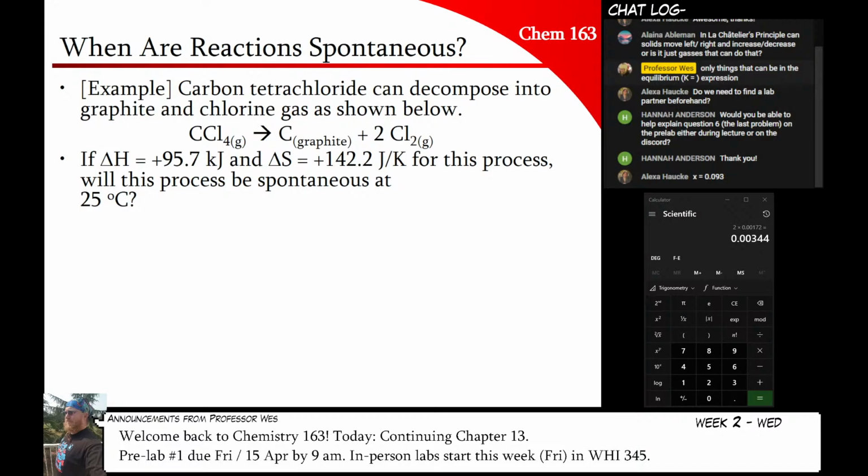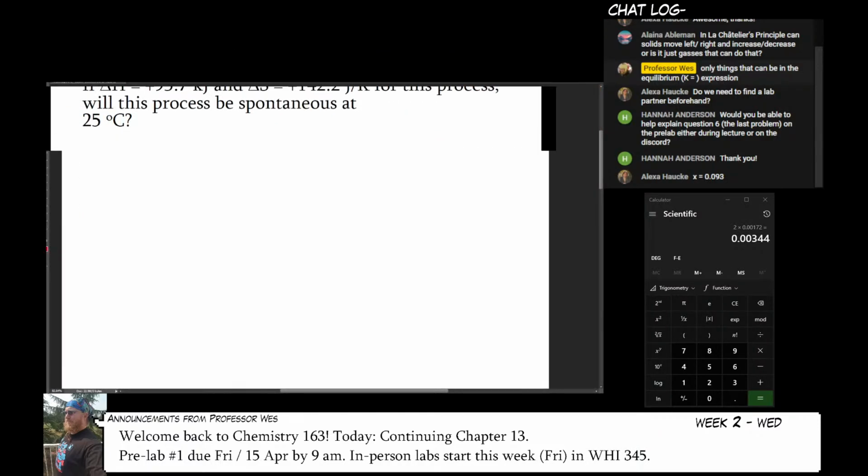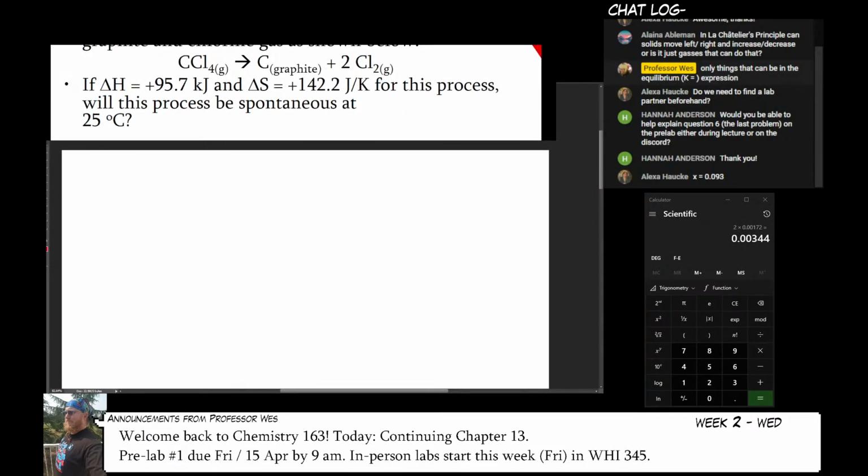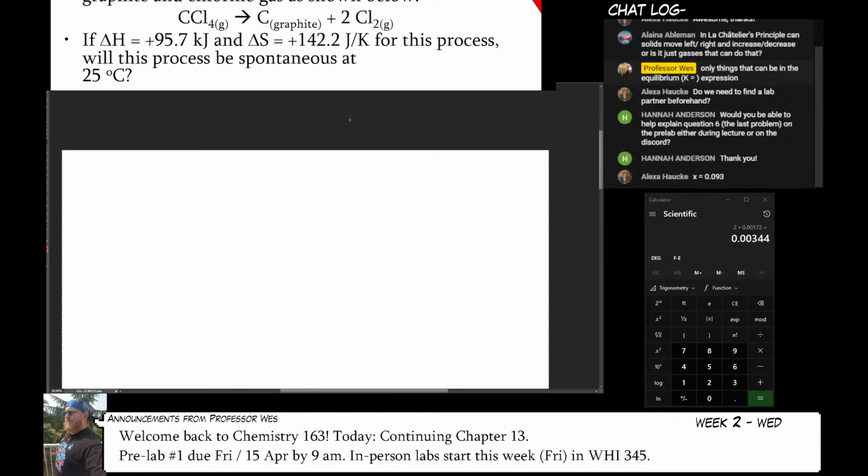I'm just setting this up here real quick. There we go. Okay. So delta H is positive kilojoules per mole. Oops, we don't need to write per mole. And delta S is positive 142.2 joules per Kelvin. And there's our equation.